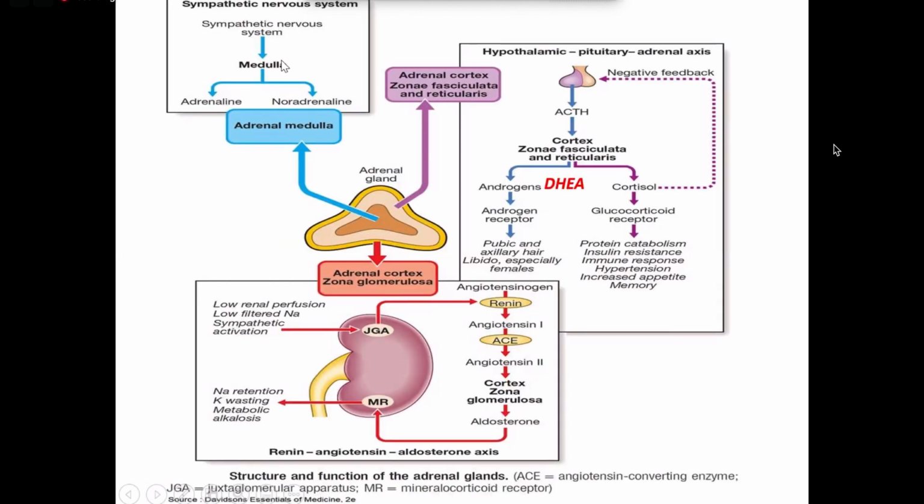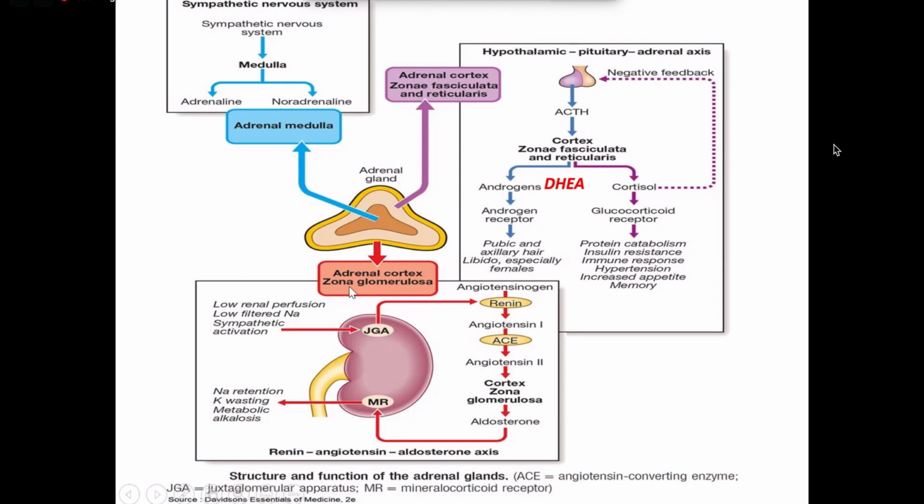So this is the adrenal gland and the control of the adrenal gland. Each part of the adrenal gland is under control of a different pathway. Like the adrenal medulla, it's under direct effect of the sympathetic nervous system. So whenever the sympathetic nervous system is stimulated, it signals the adrenal medulla, which secretes the catecholamines.